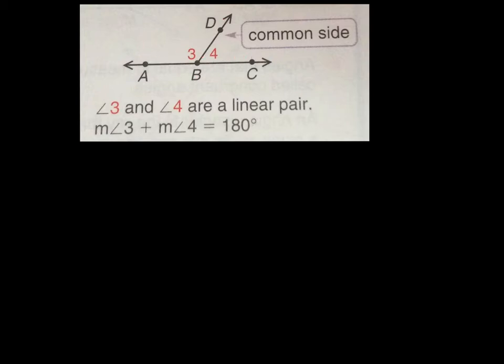we have the ray, so these would be a linear pair, angle 3 and 4, because when you add them together, they equal 180 degrees. So when it looks like an adjacent angle, but they form the 180 degrees along the bottom, or when you add the two angles together and they equal 180 degrees, it's actually a linear pair instead.